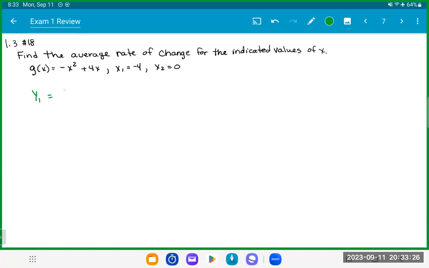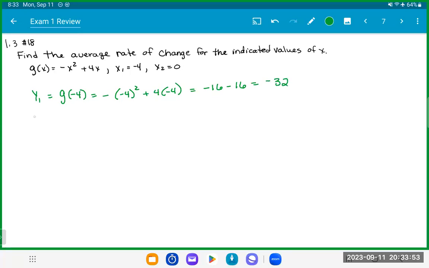So y1 is the same as saying that we're going to evaluate our g function at x1. x1 in this case is -4. So that is negative 4 squared plus 4 times -4. So that's going to give me a -16 minus 16, which is -32.